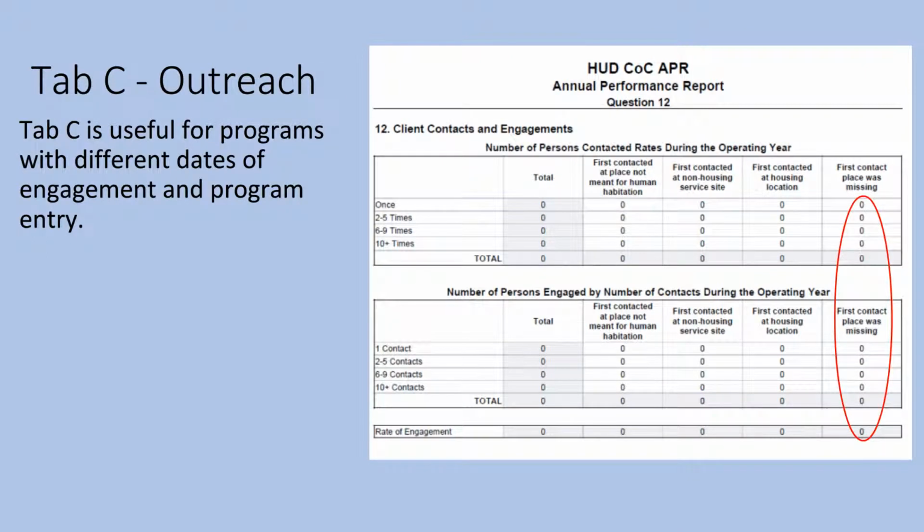Tab C can be used by outreach programs. For outreach programs, Service Point needs to be updated with all the dates of contact with the client. This tab shows general trends for how many times clients were contacted. You can check this tab for data quality on the right-hand side in the column that says First Contact Place was missing.